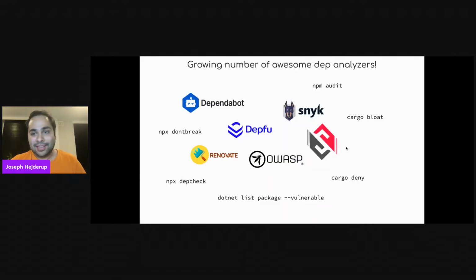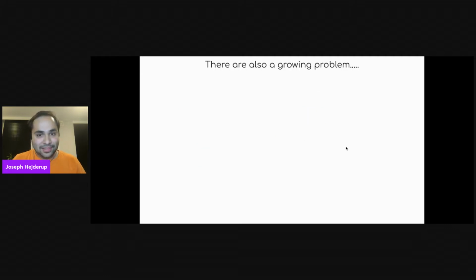So I think most of you are well aware of that. There are lots of dependency tools coming up these days, and lots of interesting plugins that you can install if you're using a package manager. For example, we have Snyk, Eclipse Steady, Cargo Bloat, Cargo Deny, etc.